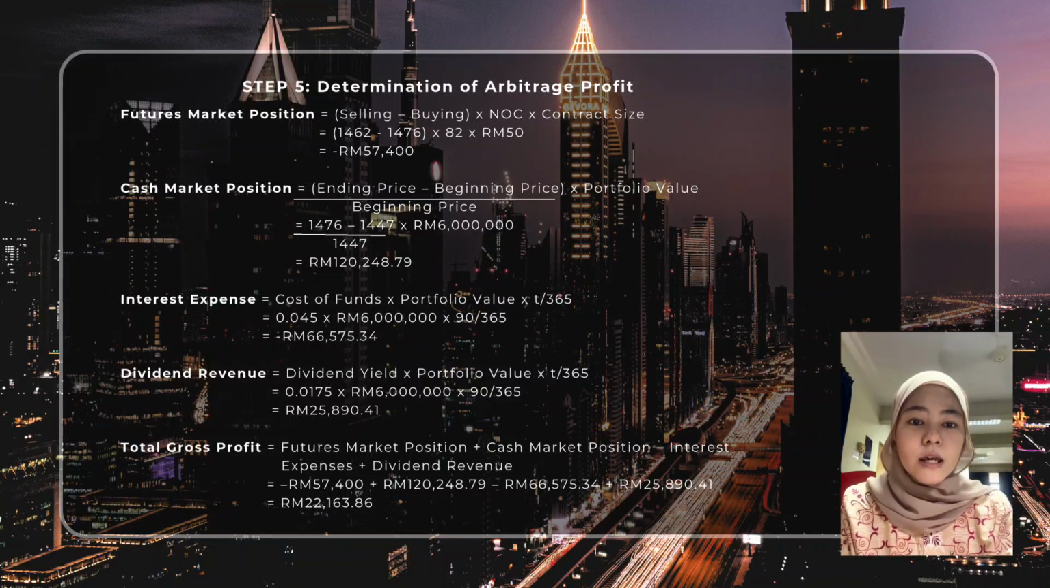For cash market position, ending price 1476 minus beginning price 1447 divided by 1447 times portfolio value, which is 6 million, equals to 120,248 ringgit 79 cent. For interest expense and dividend revenue, the formula is quite same. Here we will get negative 66,575 ringgit 34 cents for interest expense, which is the cost of the contracts that the company must pay, and automatically a positive dividend revenue.